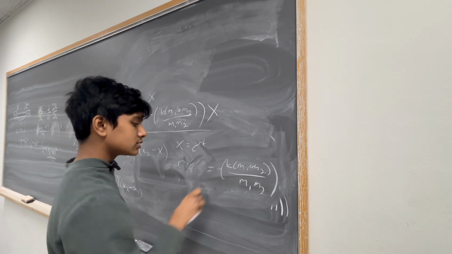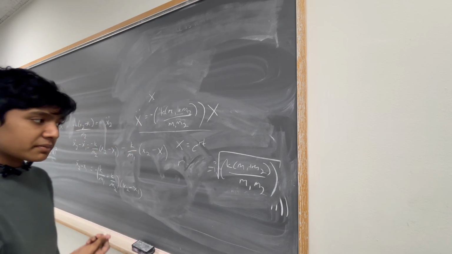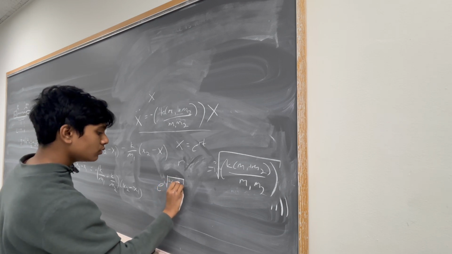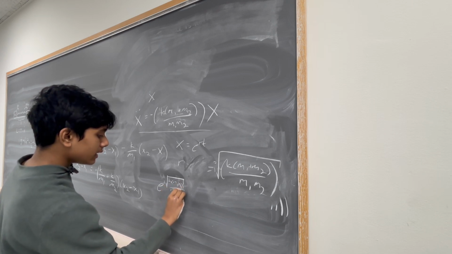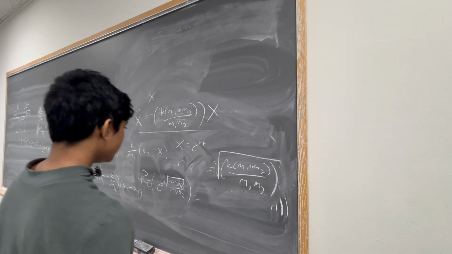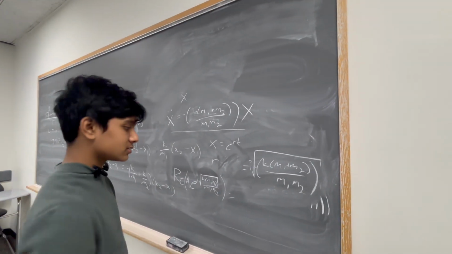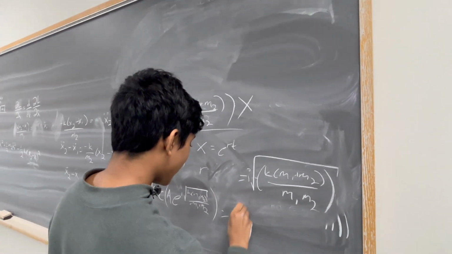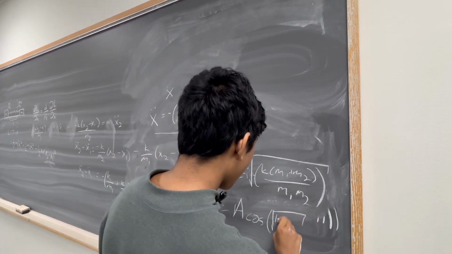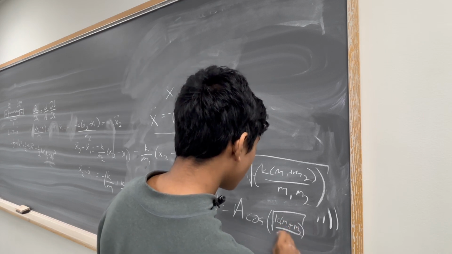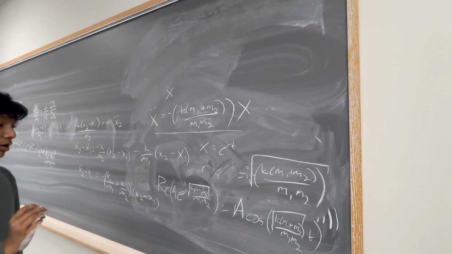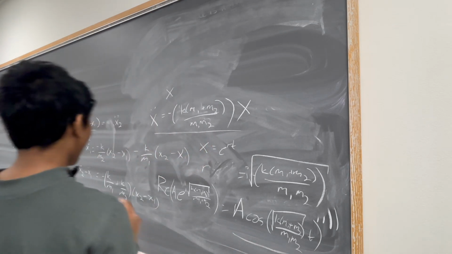So r is equal to the square root of this times i, which makes e to the i times the square root of k times m1 plus m2 over m1 m2. The only part of this that has meaning is the real part. Oh wait, remember, there can be an amplitude added onto this as well. Arbitrary amplitude, cosine of the square root of k times m1 plus m2 over m1 m2, times t, by Euler's theorem. So this is the value of x.